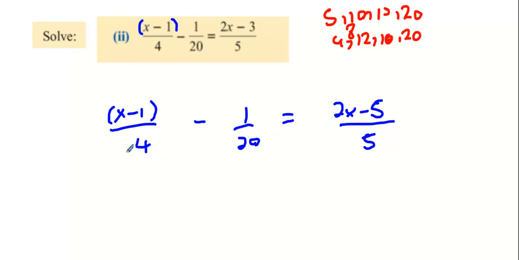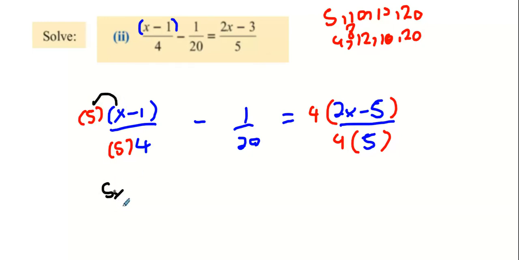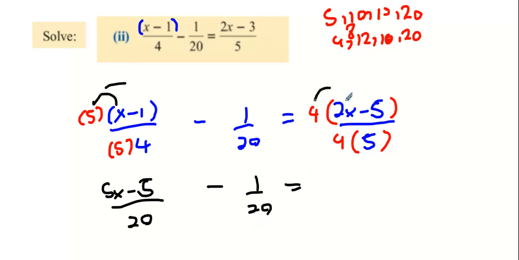So to turn 4 into 20, we multiply by 5. If you multiply on the bottom, you multiply on the top. And to turn 5 into 20, we multiply the bottom by 4 and then the top by 4. And what we're going to get here when we multiply it out is 5x minus 5 all over 20 minus 1 over 20 equals 8x minus 20, because 4 multiplied with 2x is 8x, 4 multiplied with minus 5 is minus 20, and that's all over 20.